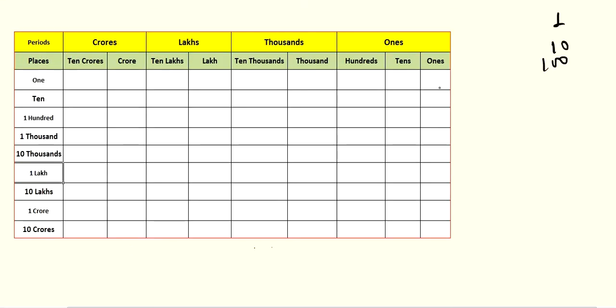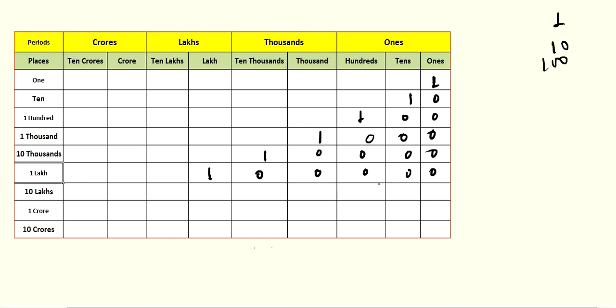So now the 1 we can write here 1 only. Then tens, 10, so 0 and 1. Then 100, that means 0, 0 and 1. So you can see 100 means 1, 0, 0. Then 1000, 0, 0, 0, then 1. Then 10,000, 0, 0, 0, 0, 1. Okay. Then lakh, 0, 0, 0, 0, 0, then 1.